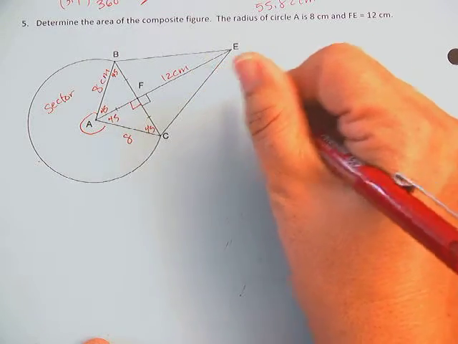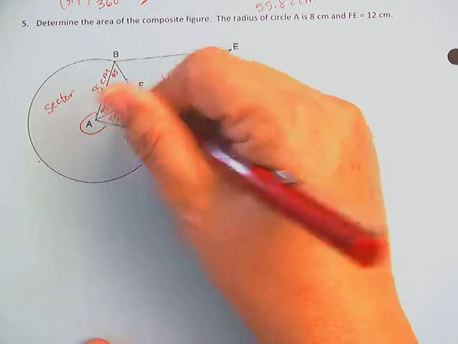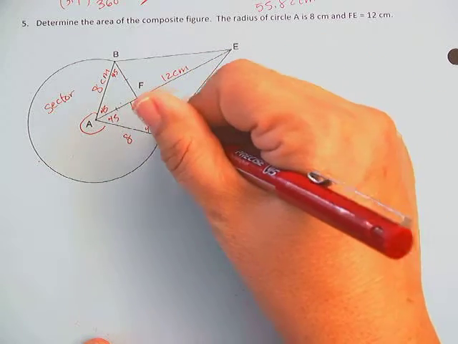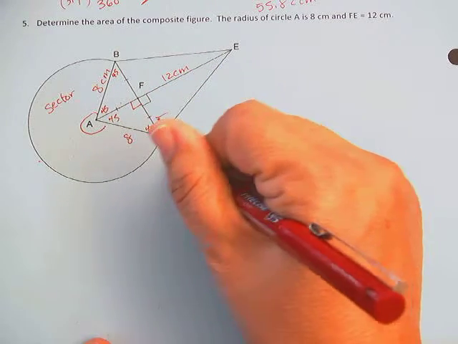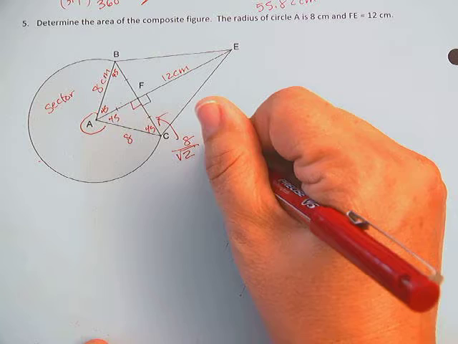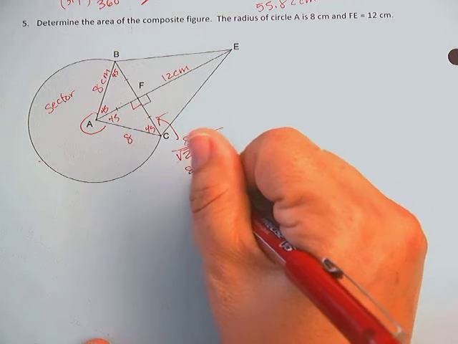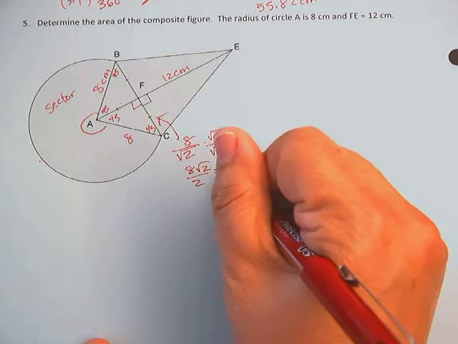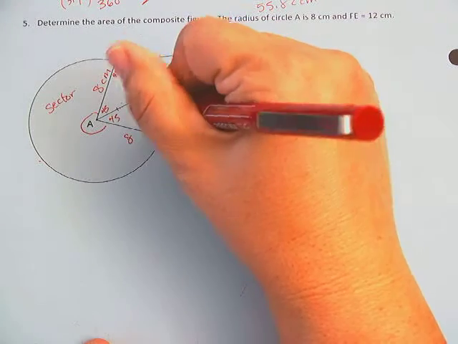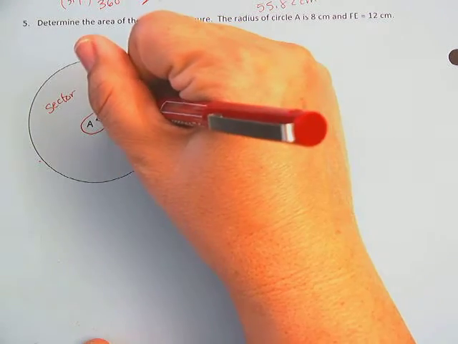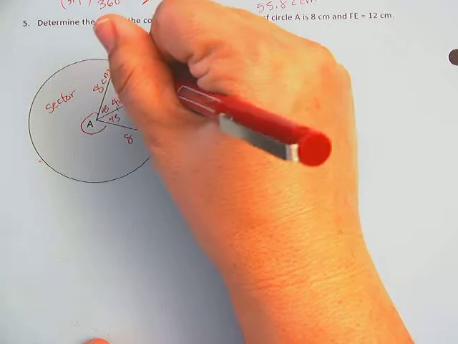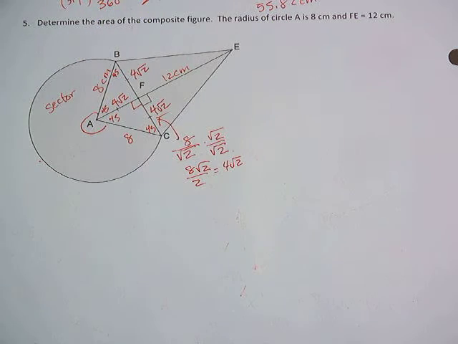If you look at your math chart, to go from the hypotenuse to the shorter leg, you divide by square root of 2. So this is 8 divided by square root of 2. If I rationalize it, so I'm going to have 8 square root of 2 over 2, which is just basically 4 square root of 2. So that's 4 square root of 2, 4 square root of 2, 4 square root of 2. So believe it or not, I'm actually ready to find the area of the kite piece.